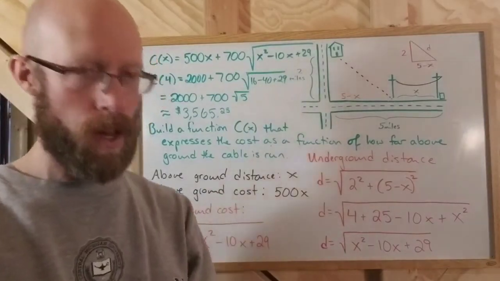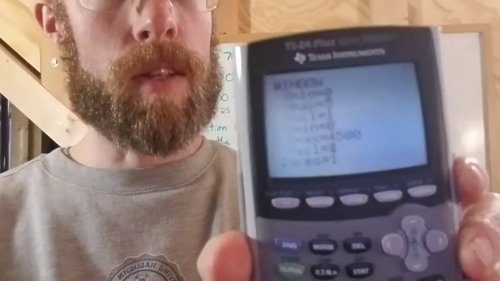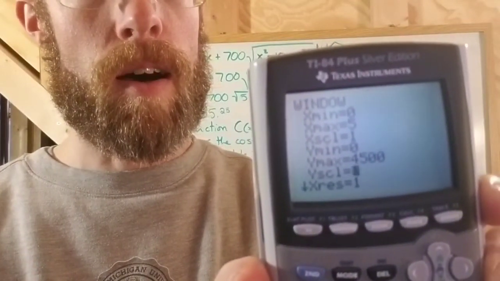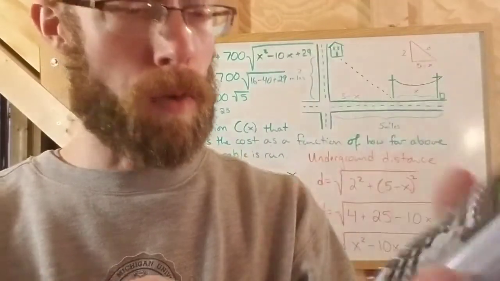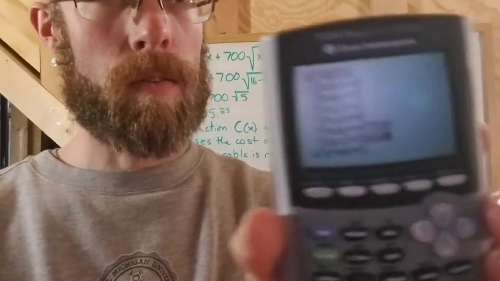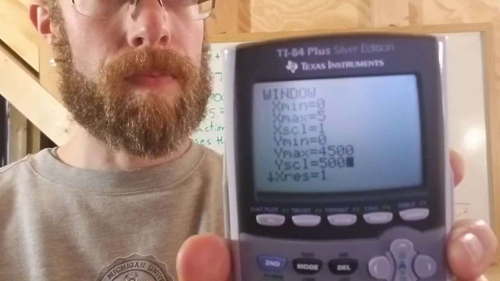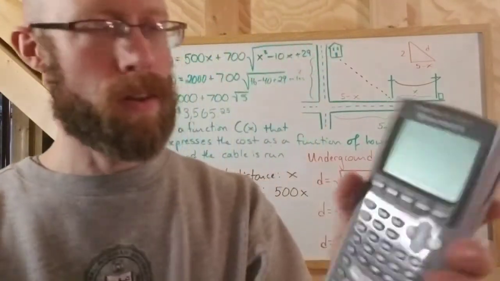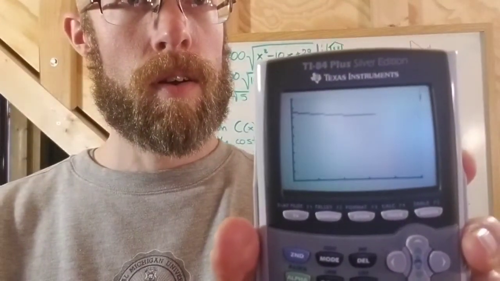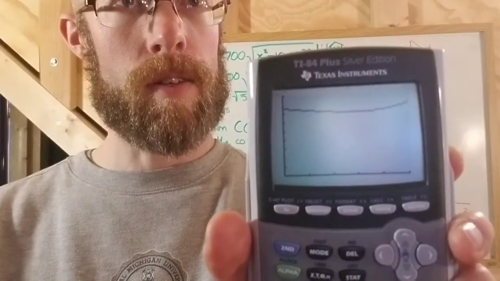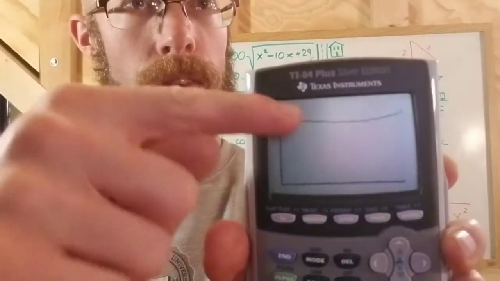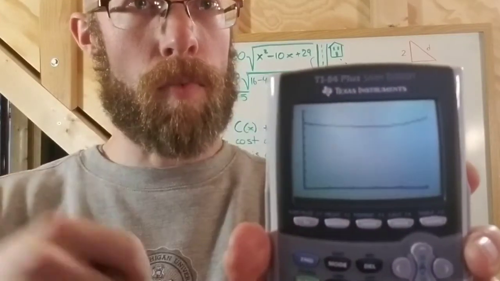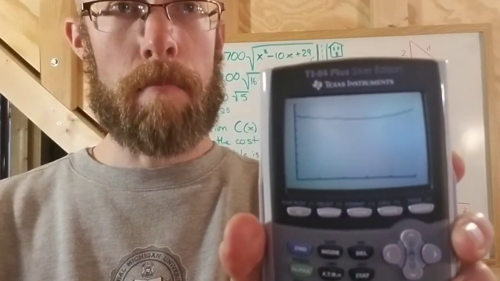And I need a scale. I need a scale that's kind of reasonable. Let's do like a 500 scale maybe. That would give me 9 tick marks. Right, so something like that would be a decent window, I think. Let's hit graph. And there it is. Okay, so it definitely goes down and then comes back up. So there is a minimum in here somewhere. So our goal is to find that minimum.